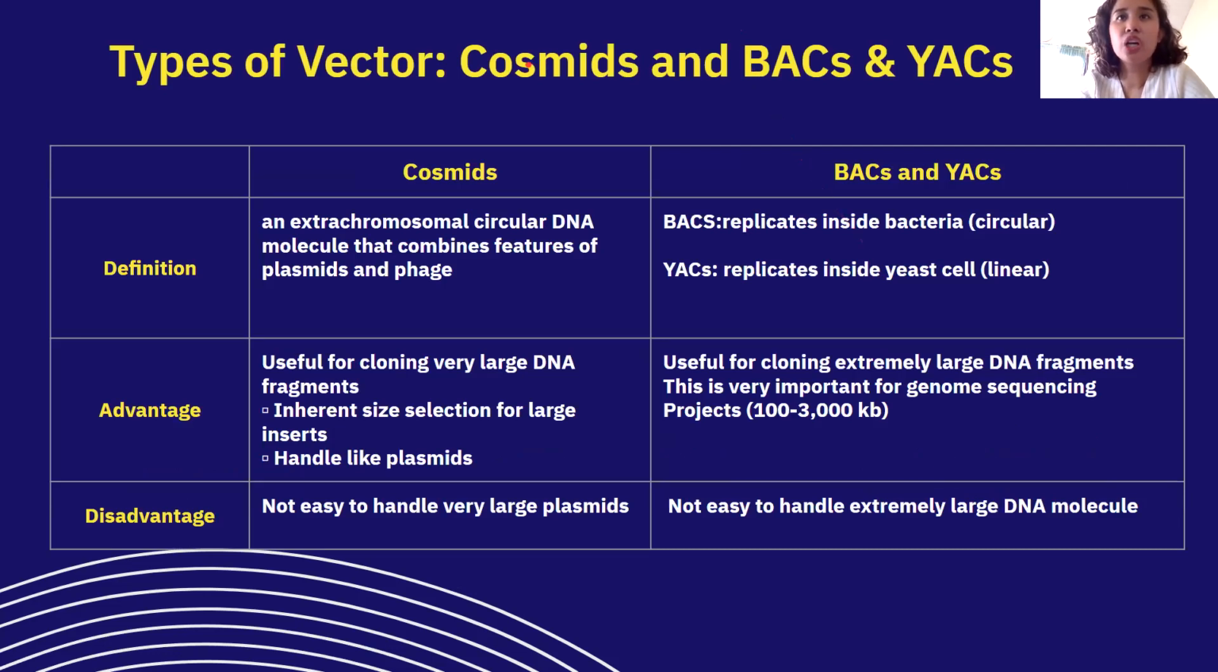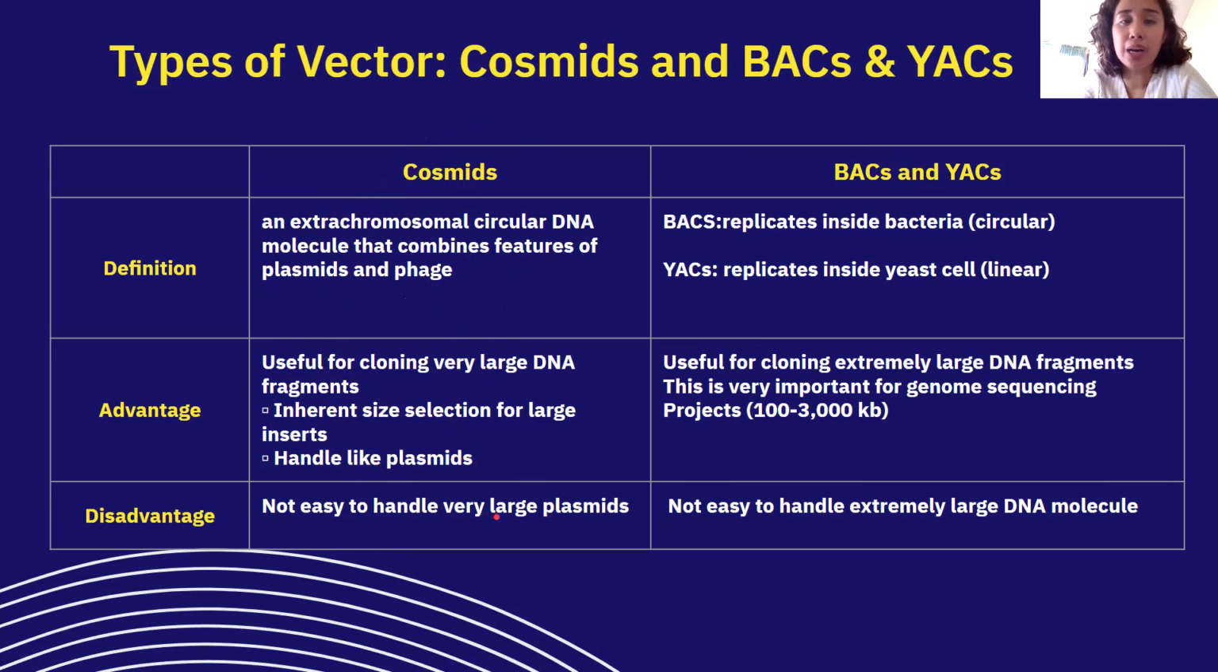So other vectors are your cosmids and BACs and YACs. So your cosmids are the best of both worlds, both plasmid and phage. So the advantage of cosmids, if the scientists would like to clone large fragments, cosmids are what they will use, okay?